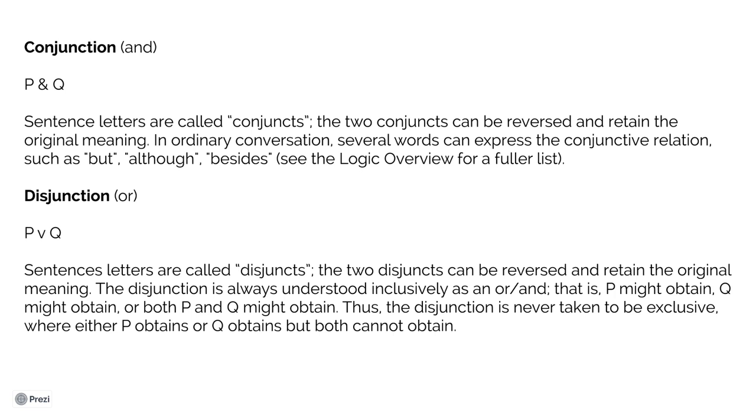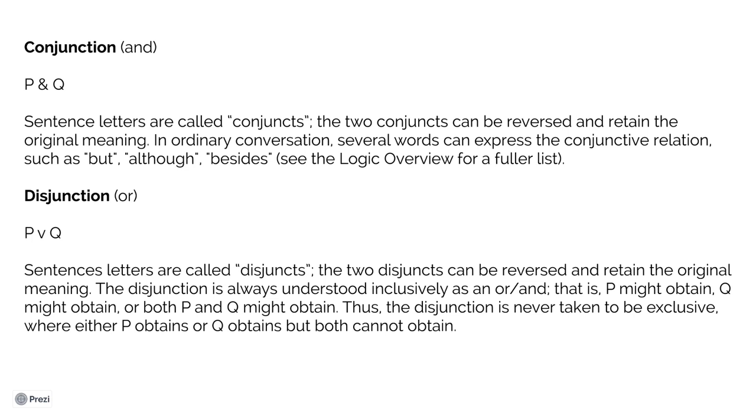Okay, so let's look at each one a little more closely. First, the conjunction. In a conjunction, the sentence letters are called conjuncts. For example, P and Q, P is a conjunct. The two conjuncts can be reversed and retain the original meaning. P and Q means the same thing as Q and P, just like 2 times 4 and 4 times 2 mean the same. In ordinary conversation, several words can express the conjunctive relation, such as but, although, besides, and of course, and.